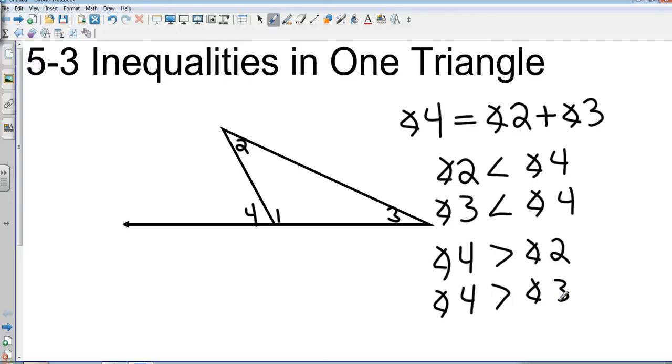You'll have some examples where it will give you either an exterior angle or an interior angle, and it'll want you to list some other angles in the triangle that are greater than or less than, and you'll see those on the work today in class. Okay, so there's some inequalities. Now let's look at something different.